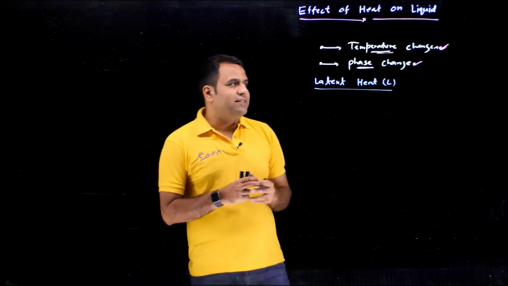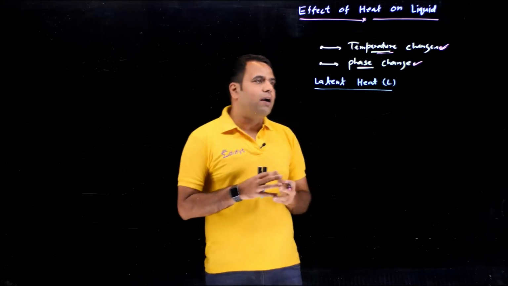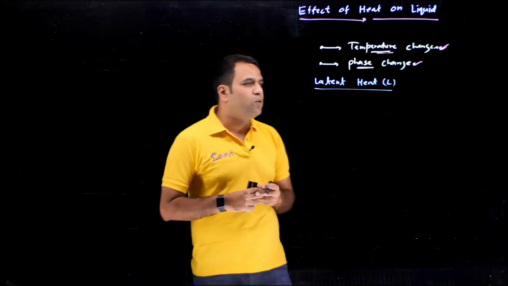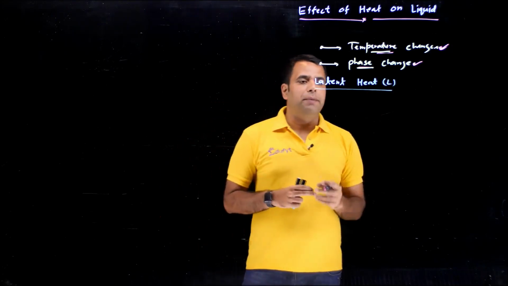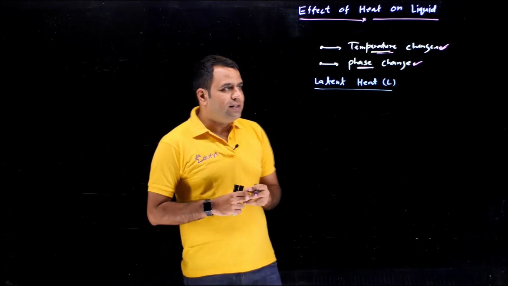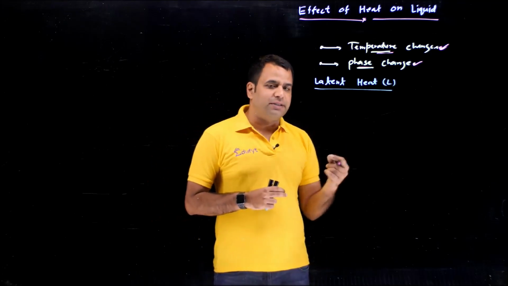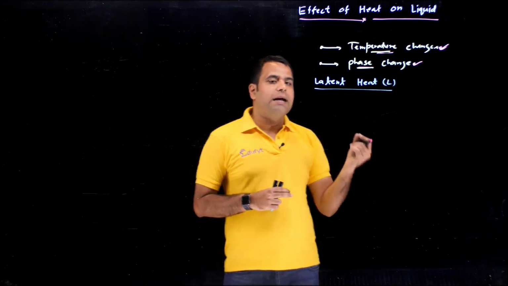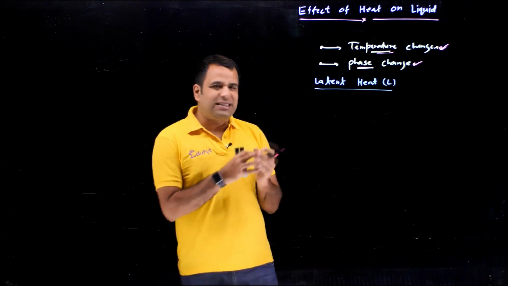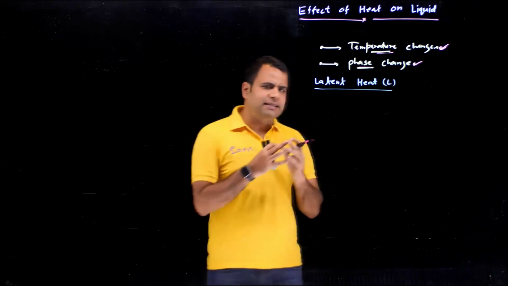To calculate the amount of heat required for the phase change, we define a constant known as latent heat. We define it by capital L. By definition, latent heat is the heat required to change the phase of 1 gram substance. Okay. So the substance can be water. Let's take the example of water.